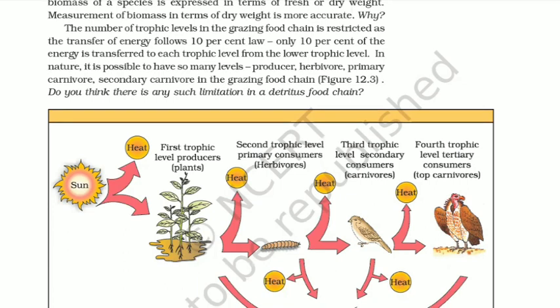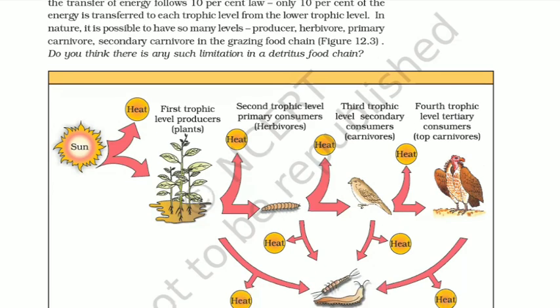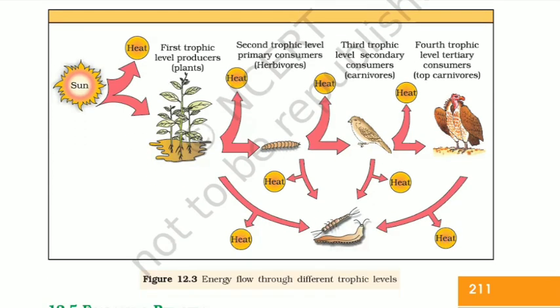The number of trophic levels in the grazing food chain is restricted as the transfer of energy follows the 10% law. Only 10% of the energy is transferred to each trophic level from the lower trophic level. In nature, it is possible to have so many levels: producer, herbivore, primary carnivore, secondary carnivore in the grazing food chain. As shown in figure 12.3, you can have a look.